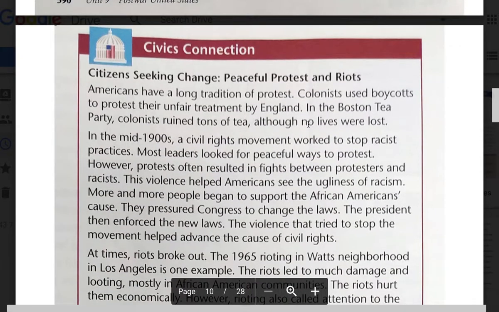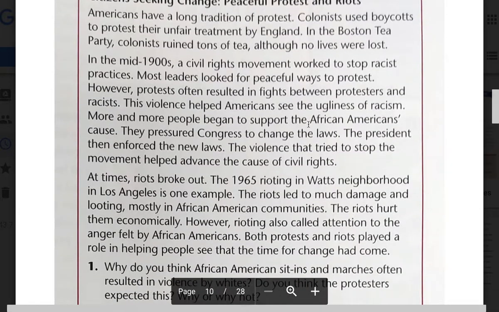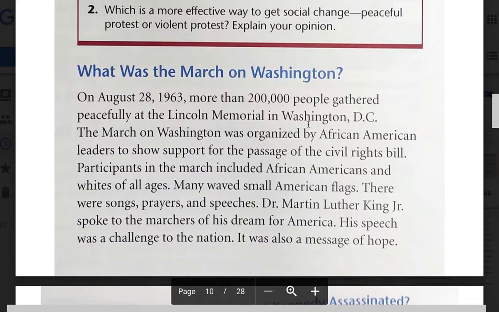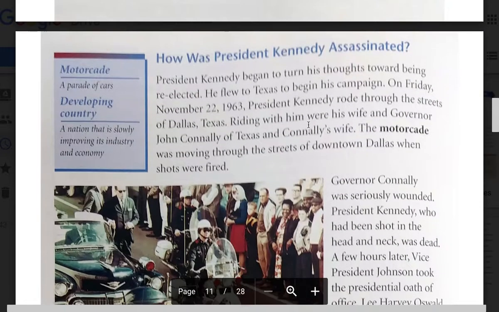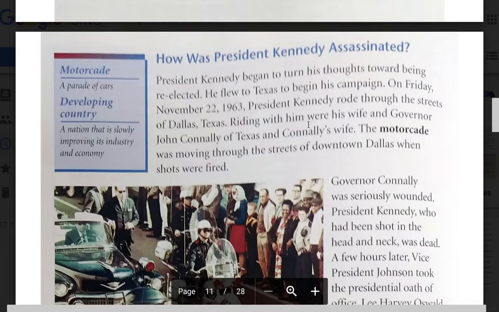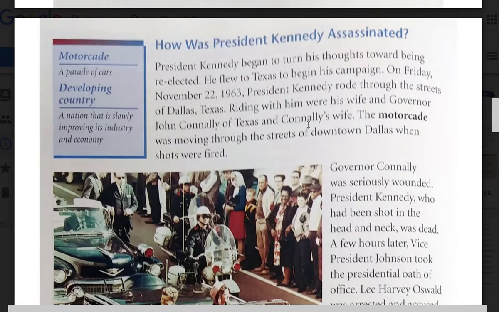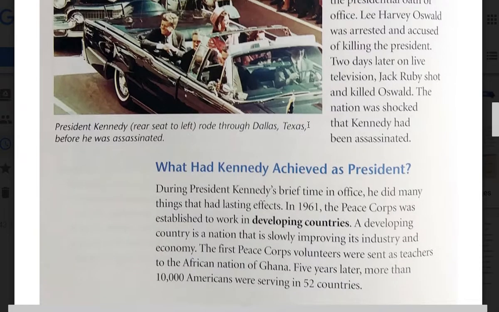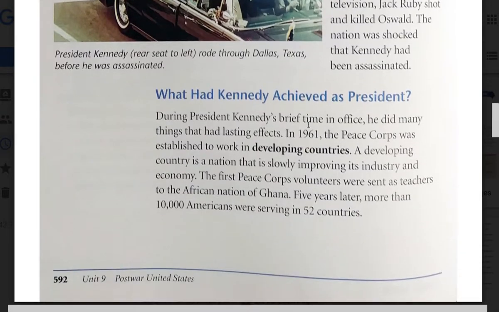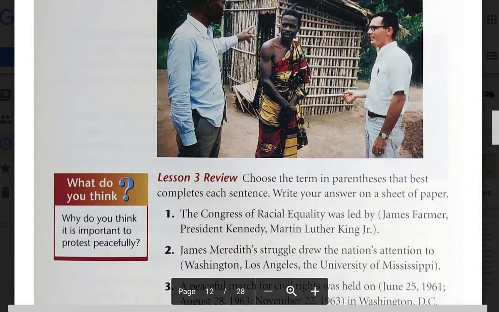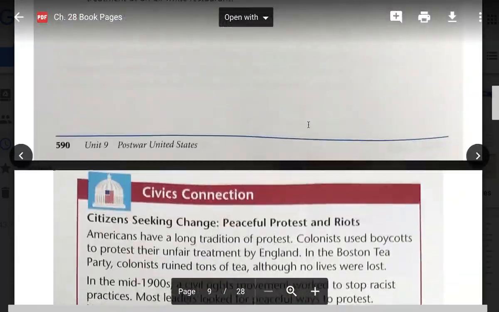Citizens seeking change, peaceful protests and riots. So looking at that. What was the March on Washington? How was President Kennedy assassinated? See there. Motorcade, that's a parade of cars. Developing country, a nation that is slowly improving its industry and economy. What did Kennedy achieve as president? And look at the Peace Corps. All right, giddy up.